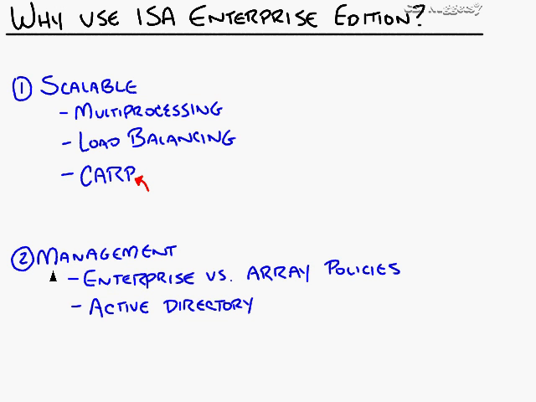On the management side of things, you get a new set of policies, enterprise versus array policies. And you know what? That's considered tier policy levels. I'm going to talk about that on the upcoming slide. For now, that's just one of the major features. Now, when you use ISA Server Enterprise Edition, everything is stored in the Active Directory. That gives you easier management, it's replicated, it's backed up, and it's in that single infrastructure that we're all used to working with in Windows 2000 and 2003.